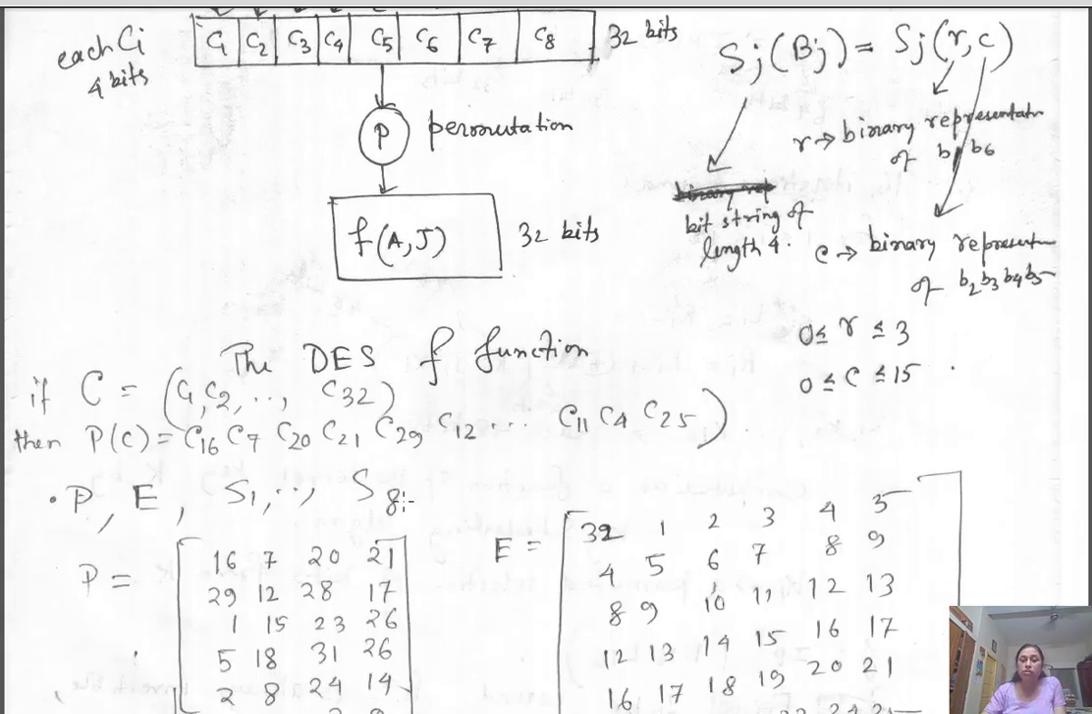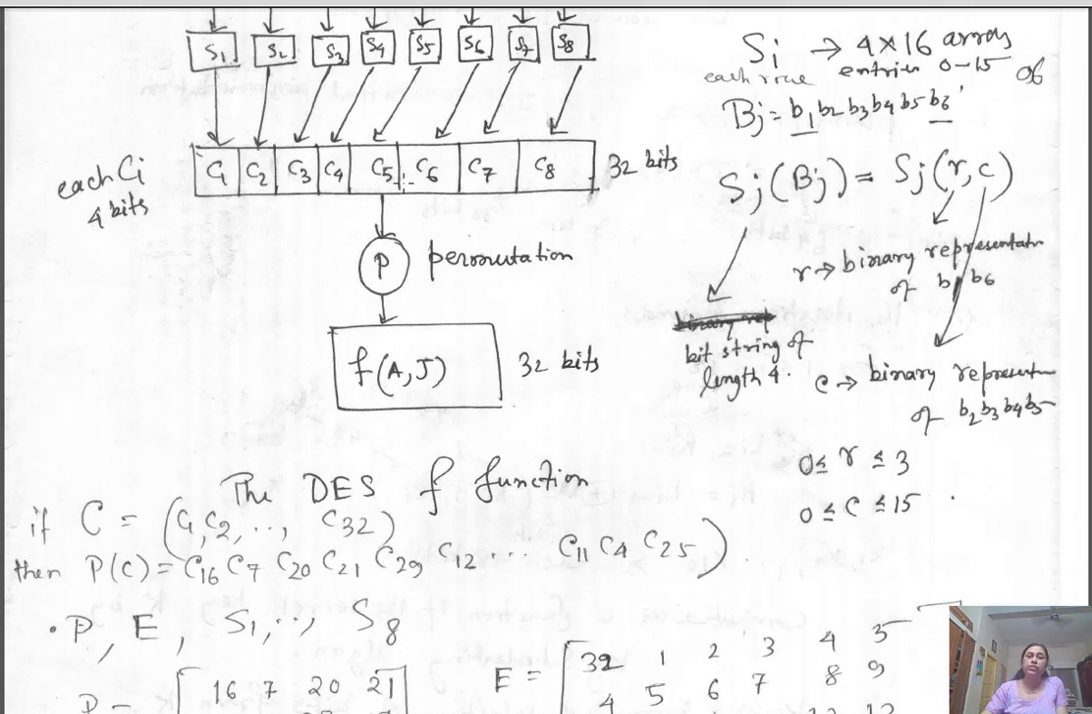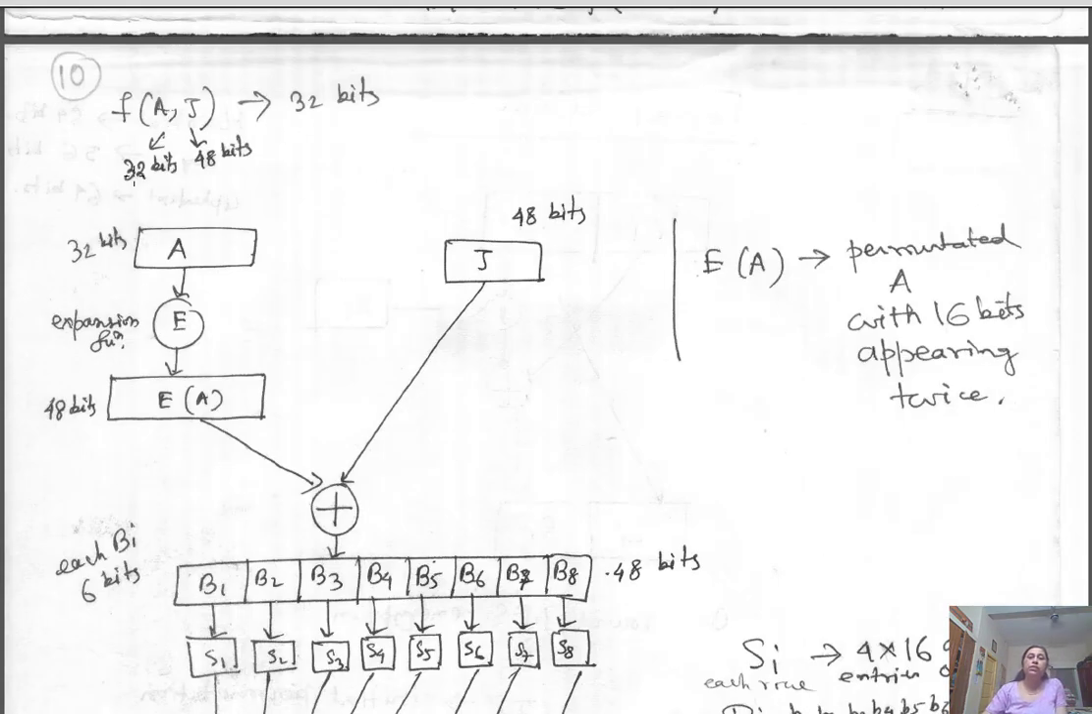Okay, so this permutation box is also specified here. This permutation is used. These specifications are all given for the DES design. So the F function for DES, the Feistel cipher F function for DES, is designed in this way. So the 32-bit A and 48-bit J are the inputs of F, and it produces 32 bits in this way.